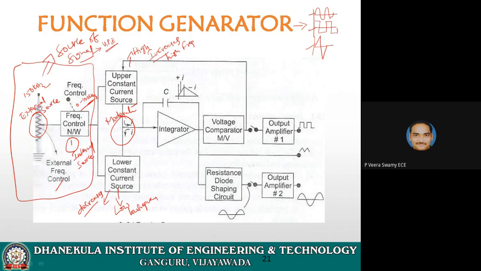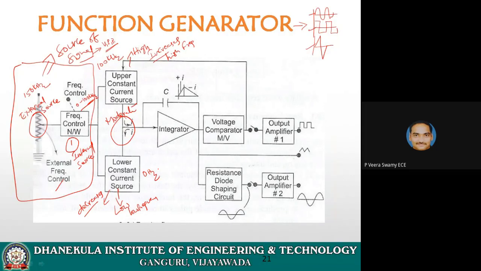So here it is upper. For example, here the maximum is 100 kilohertz, and here this is lower, which is 0 hertz. Here we are using the same control for increasing and decreasing the frequencies. The upper constant current source is used to increase the frequency linearly, and the lower constant current source is used to decrease the frequency linearly. Linear means the way of increasing and the way of decreasing are both the same.